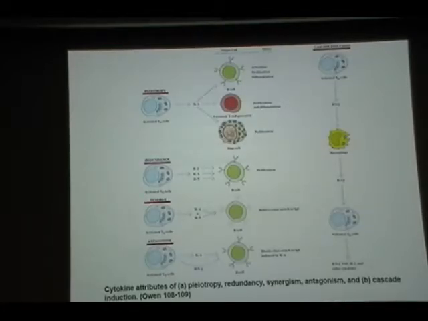And this is the cartoon to just summarize what I mentioned about the different function models of those cytokines, like pleiotropy, redundancy, synergy, antagonism, and cascade. This is about the cascade, so you can look at it. It's very easy to understand. Also, this is important because this is how our immune system is modulated by different types of cytokines.